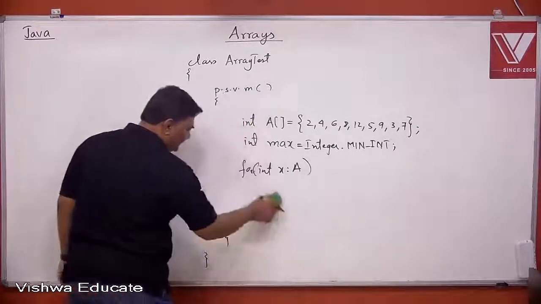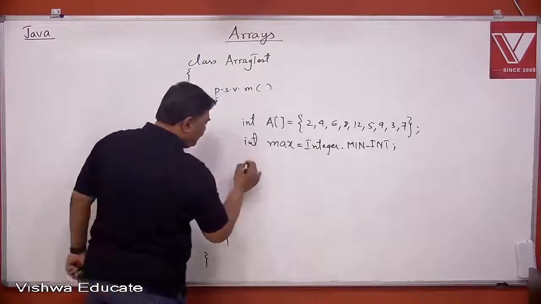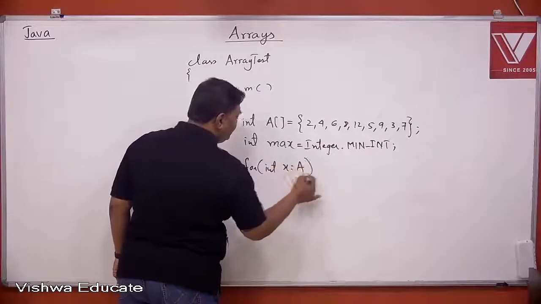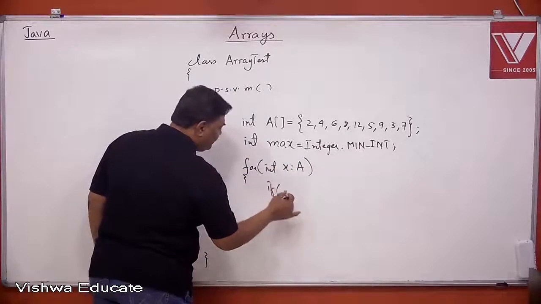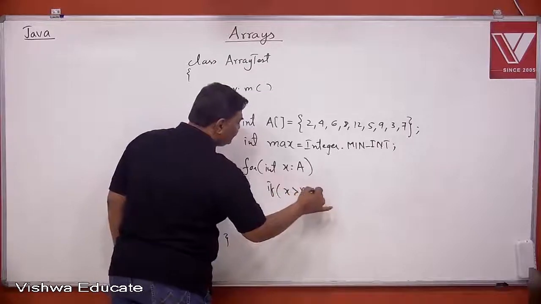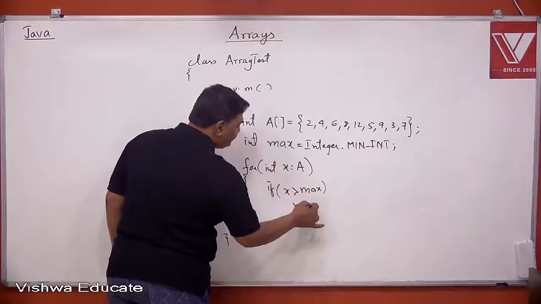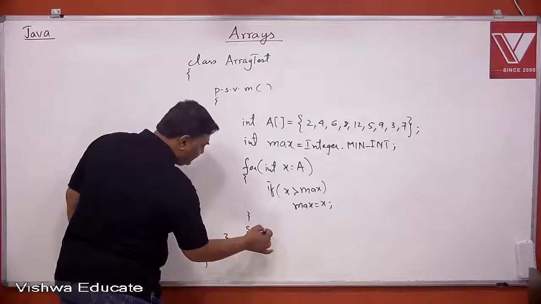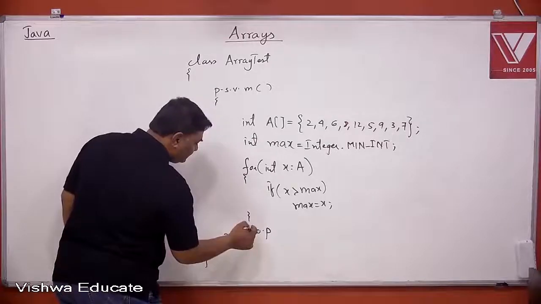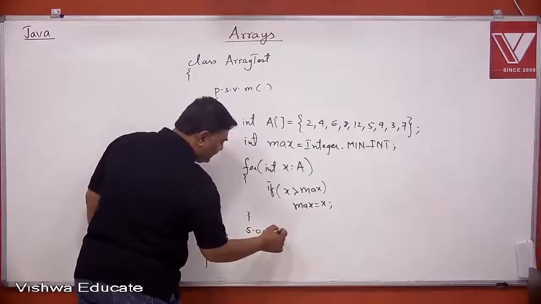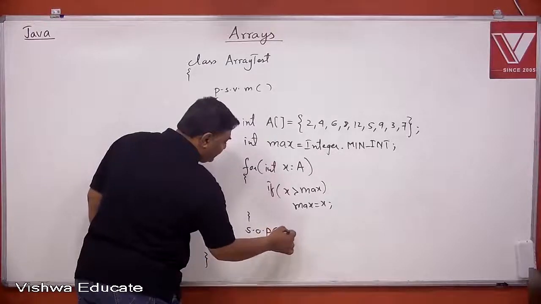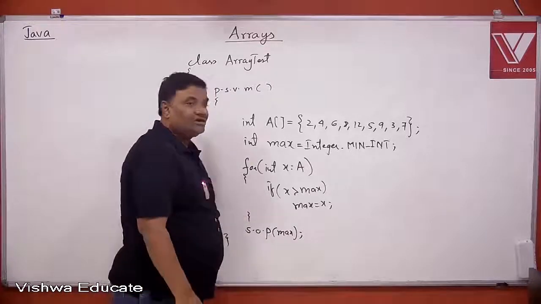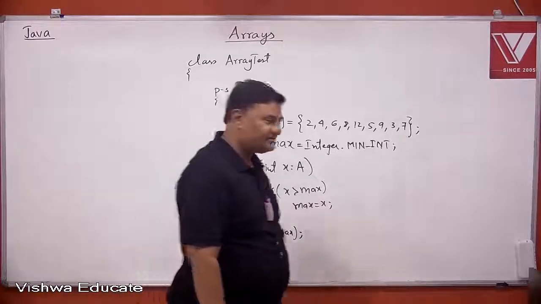And here I can say: for each integer x in a, if x is greater than max, then change max to x. Then say system.out.println of the max value that we got. Now this is sufficient. You can find min also; I have shown for max.